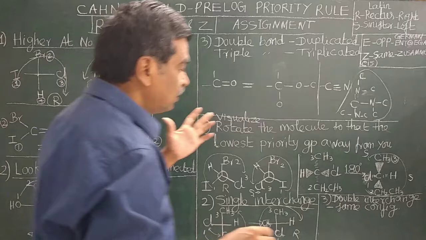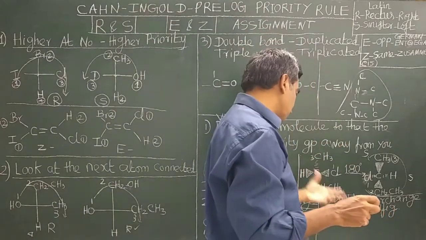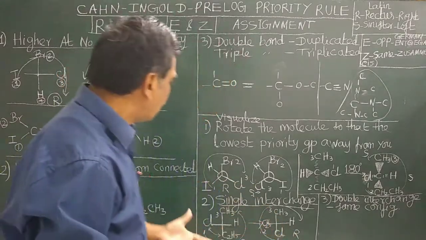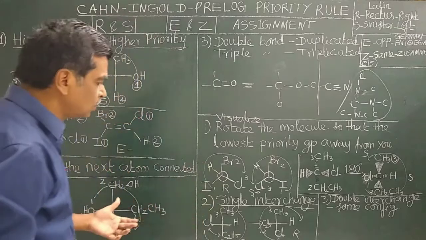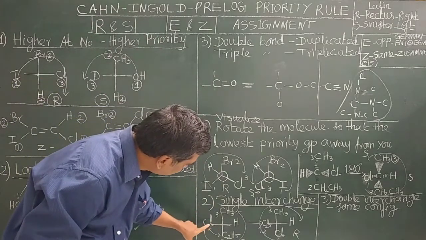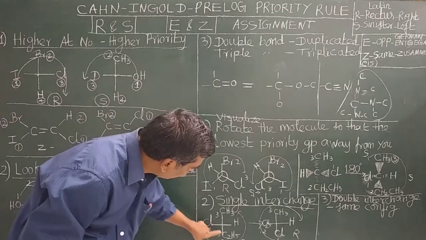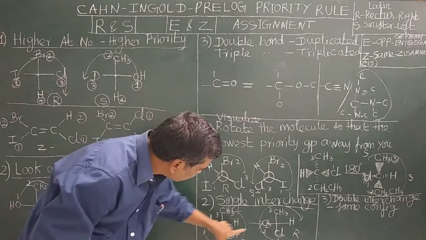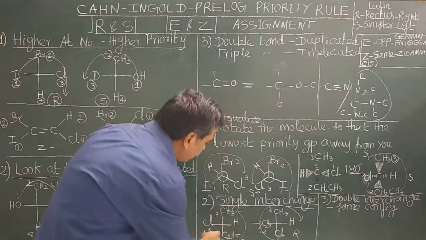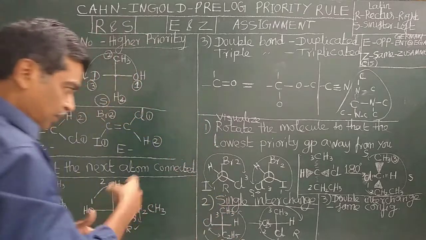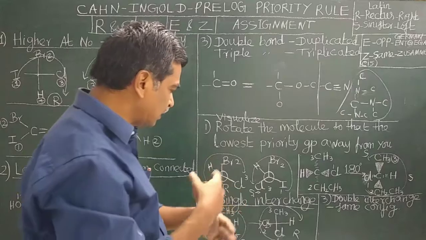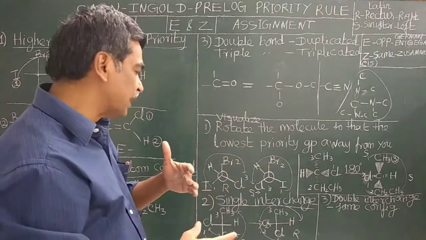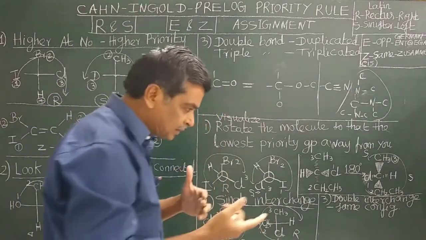So remember, the lowest priority group is always away from you. Next, single interchange. This is a question asked in IIT JAM or in JEE NEET. For example, here, if I do one interchange, Cl goes here and C2H5 goes here, and if you look at the priority rule and the arrow movement, S will become R. So on single interchange, S becomes R, R becomes S, vice versa.